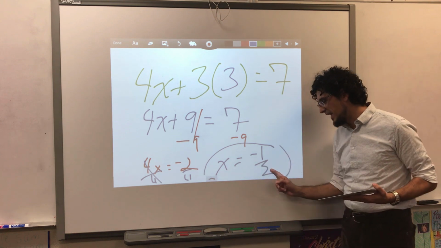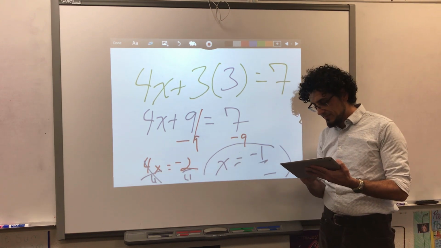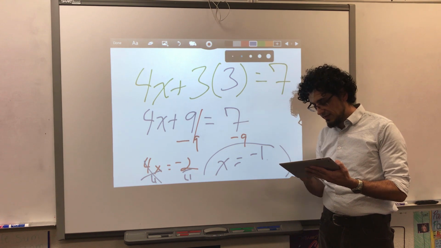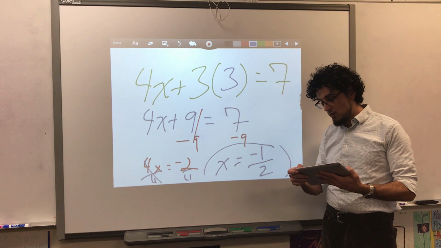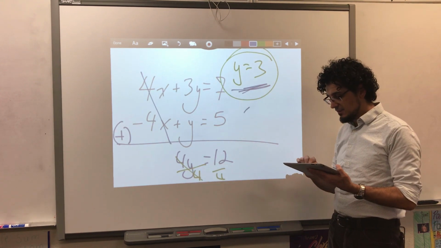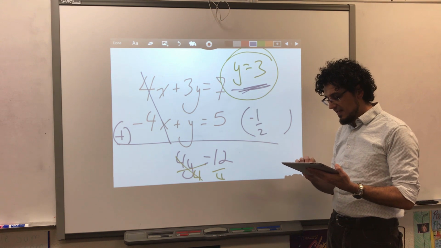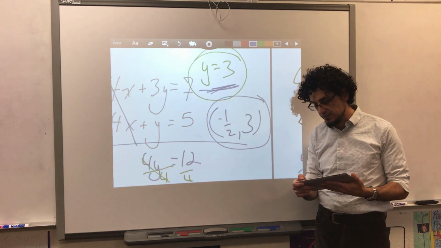That's supposed to look like a 1/2, not a 1/3. So let's clean that up. And we'll have it at negative 1/2. So x is negative 1/2, and we said that y was equal to 3. Okay, so basically my answer was negative 1/2 and 3. All right, that was my answer for that solution set.